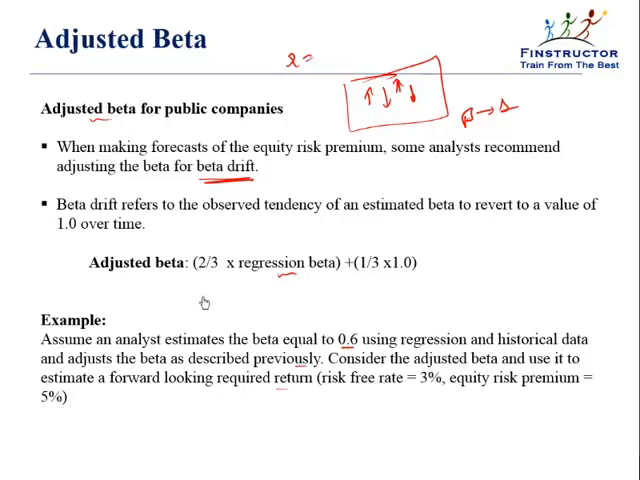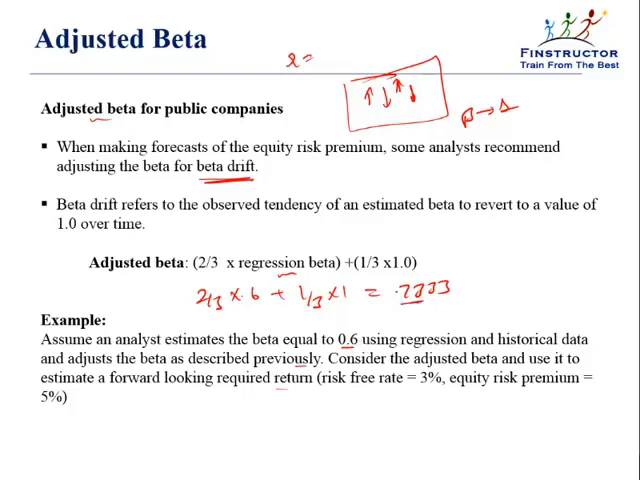So the adjusted beta would be 2/3 of the regression beta plus 1/3 into 1, which will come out to be approximately 0.7333. That is, it tends to be closer to 1 than our calculation.